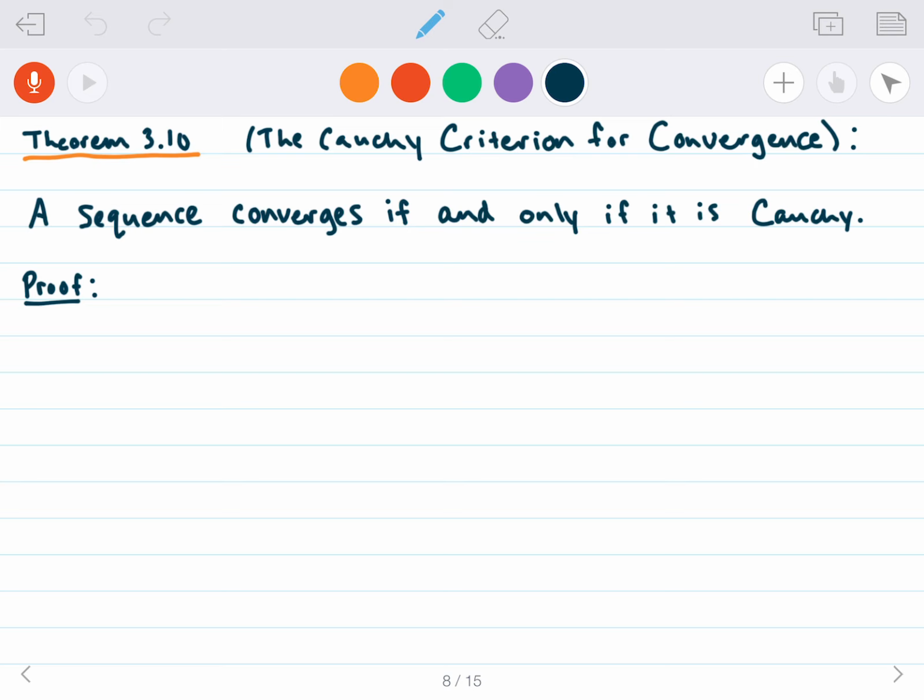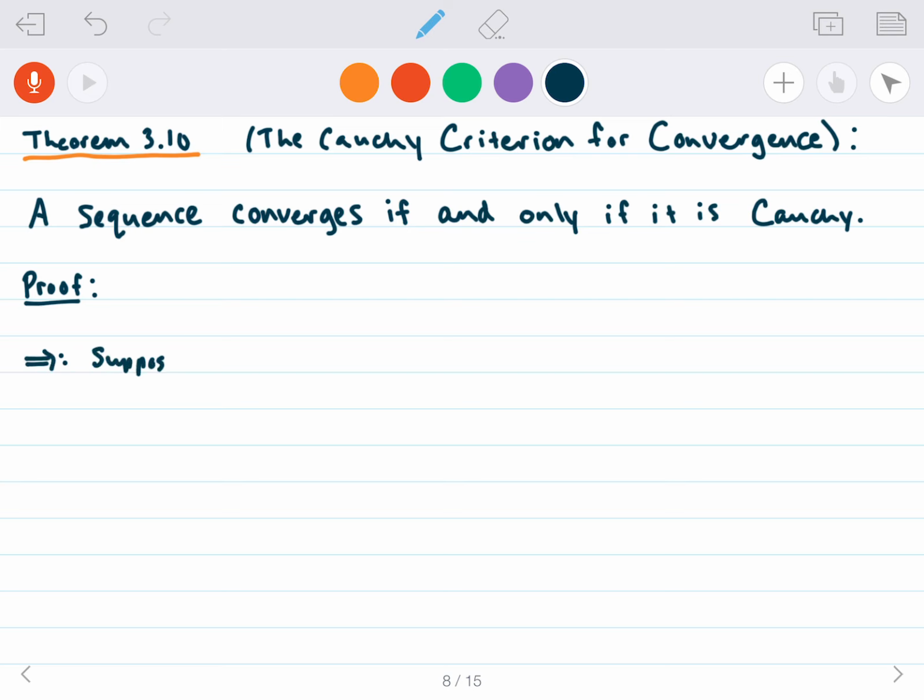So our next big theorem here is going to be the Cauchy criterion for convergence. And so basically, convergence means Cauchy, and Cauchy means convergence. A sequence converges if and only if it is Cauchy. So anytime you see the word Cauchy, you can replace it with convergent, is the idea here. Okay, so let's prove this. It's an if and only if statement, so we want to do the forward and the backward direction. And so let's do the forward direction first.